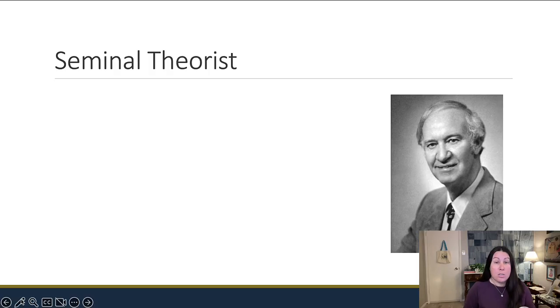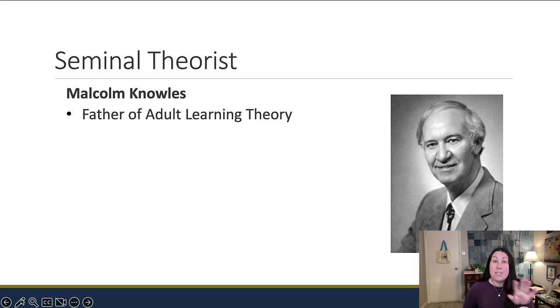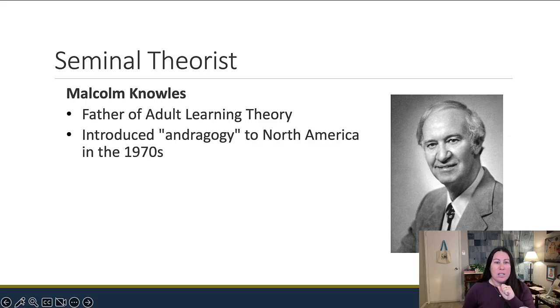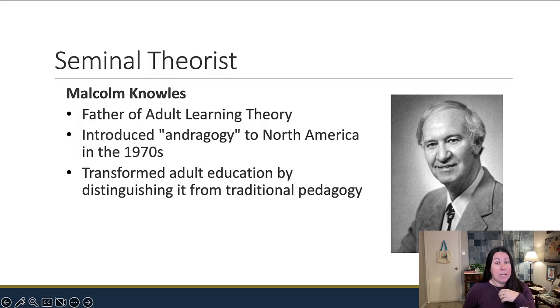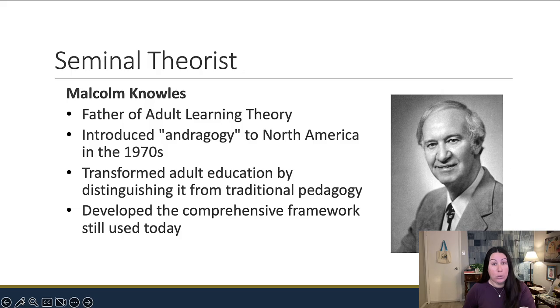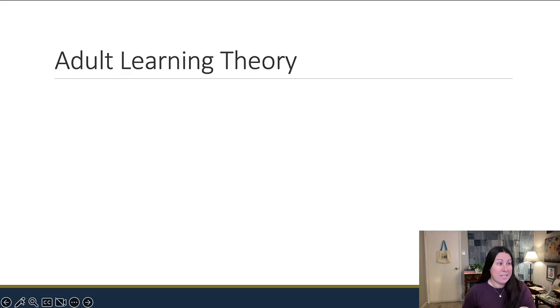The seminal theorist for adult learning theory is Malcolm Knowles. He's the father of adult learning theory, also known as andragogy. He introduced this concept to North America in the 1970s. Now, he was the first to come out and say, pedagogy is great, that's how we teach children, but let's talk about what really makes adults tick and how we might motivate adults and understand how they learn best. So he was the one to develop the framework that we still use today.